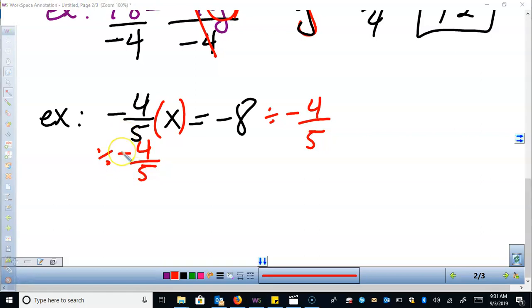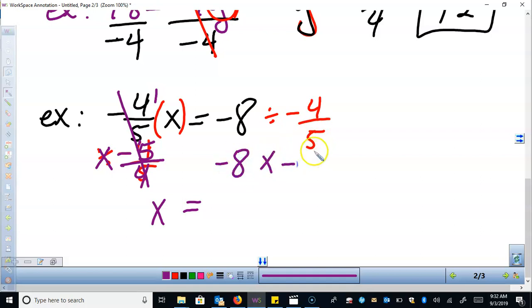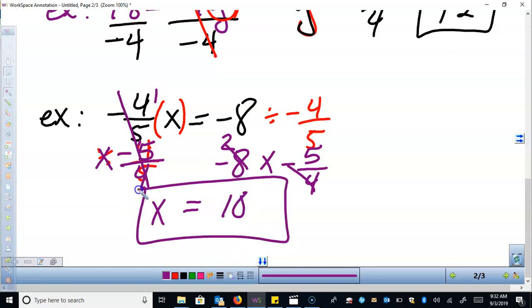Now we have to think about division with fractions. Division with fractions: keep, change, flip. So we change that to multiplication, and the fraction flips to its reciprocal. What happens? That equals 1 now, so 1 times x is x. We do the same thing over here. We get -8 times -5/4. Simplify, multiply straight across, and we get 10 as our answer.